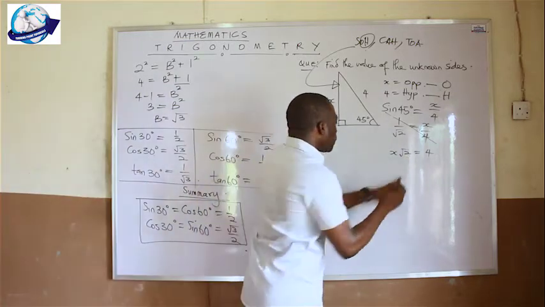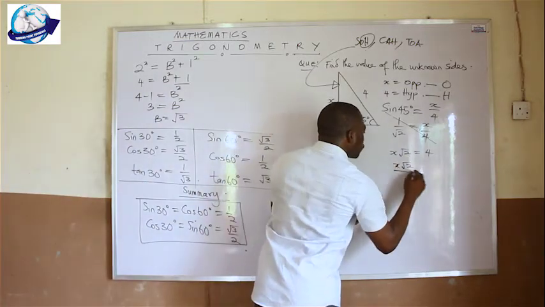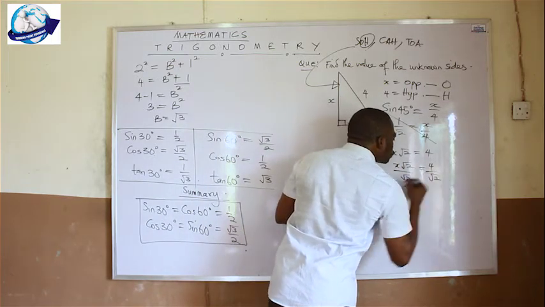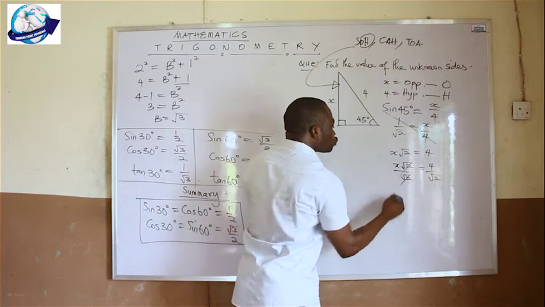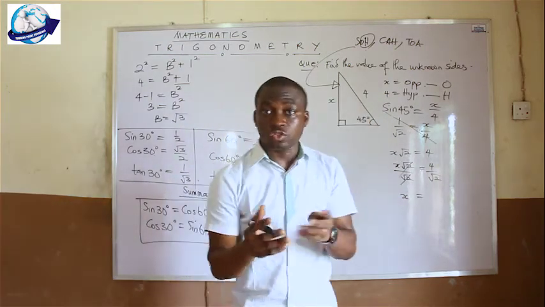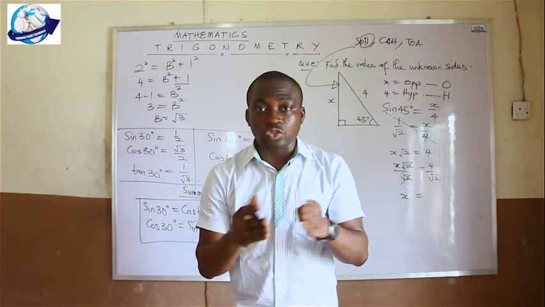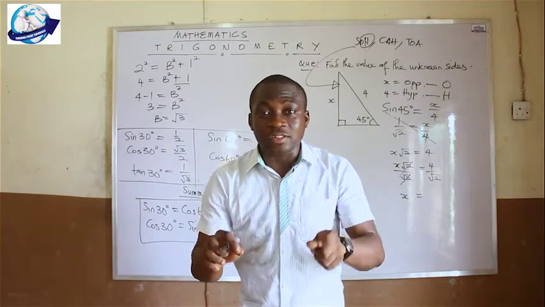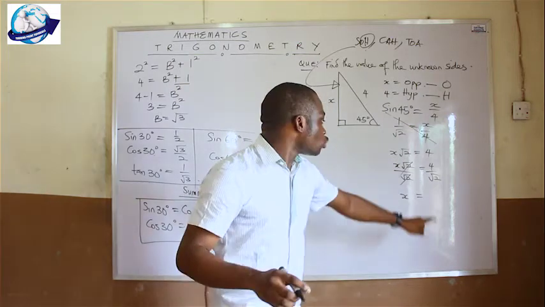So I divide here by root 2. That's x root 2 over root 2 on the left hand side, and we'll have 4 over root 2. This root 2 cancels root 2. You have x left. I don't know whether you know about surds, but if you know about surds, you need to rationalize. How to rationalize? Because in surds, you don't leave a root at the denominator. So you rationalize.